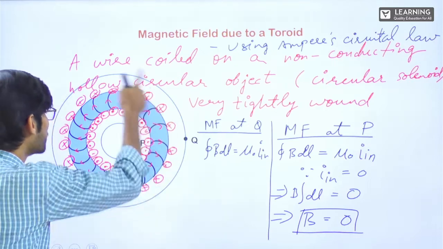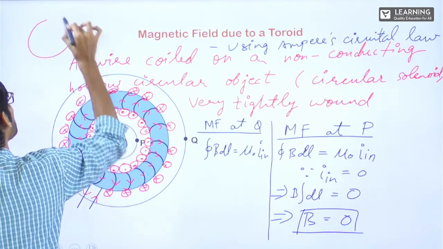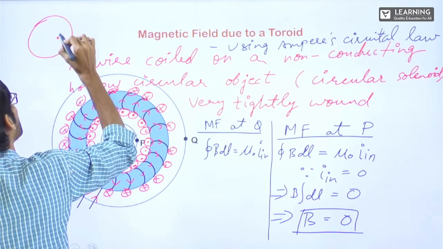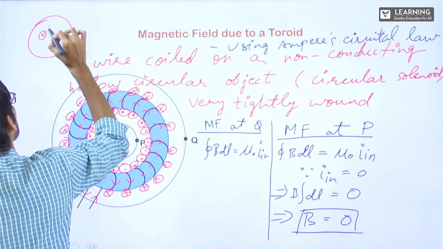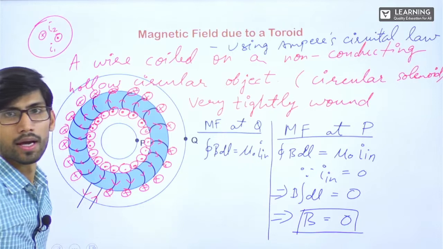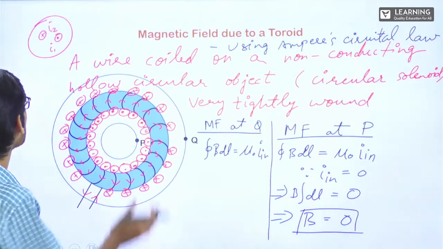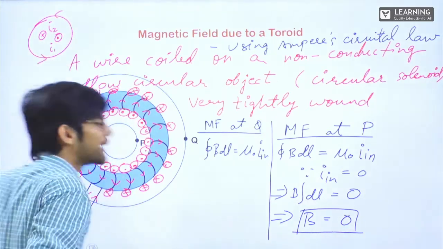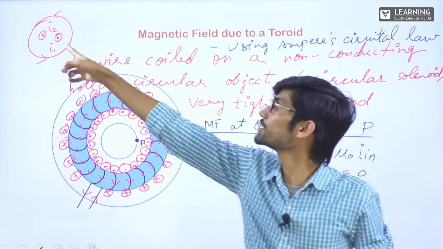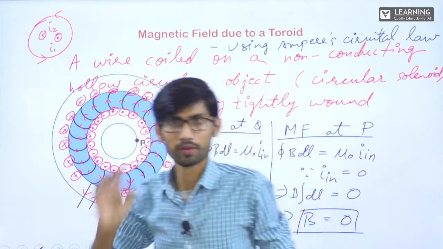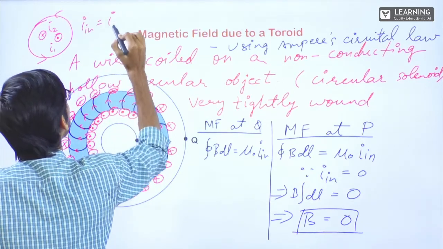And I told you, if you take an Ampere's loop, in this Ampere's loop, let's say there are two currents, one is I1, one is I2. I have to assume one direction of current. Let's say the direction I have assumed is anti-clockwise. Anti-clockwise means thumb will be pointing outward, that has to be taken as positive. So this current will be positive, this current will be negative, right? That means I inside will be I1 minus I2, correct?